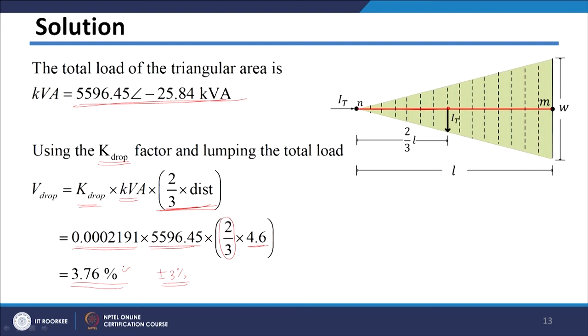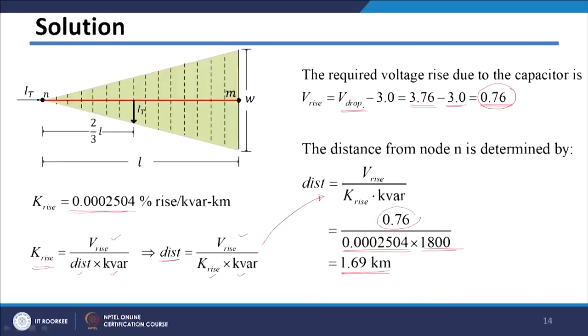Now, to avoid that we need to raise the voltages over the feeder, and those voltages can be raised by putting a capacitor along the feeder, and we would like to calculate the location of that particular capacitor. The voltage drop due to the load is 3.76%, which you got on the last slide. However, it is violating the limit. We want to keep this within the 3% limit. So, 3.76 minus 3, we want a raise of 0.76%.